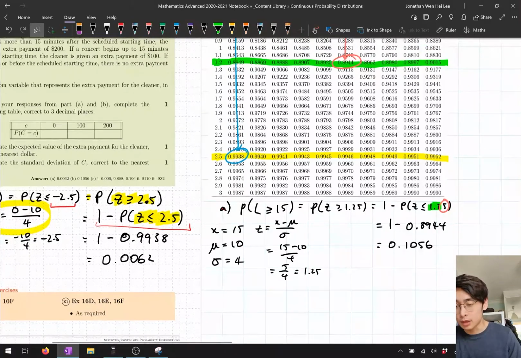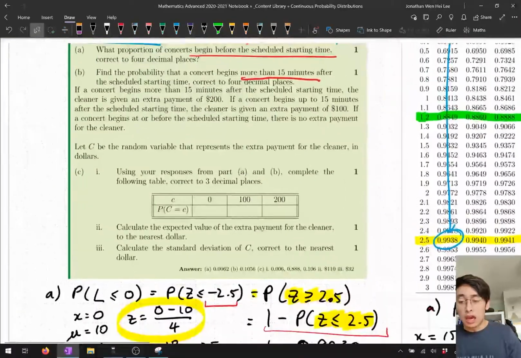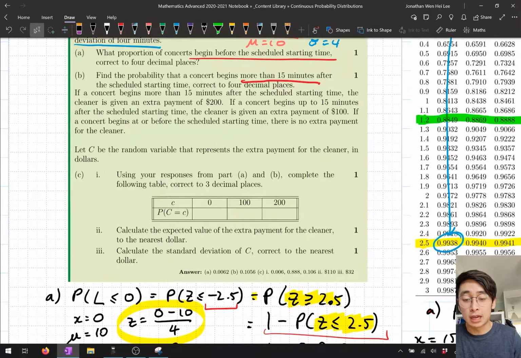Okay, let's have a look here. If the concert begins more than 15 minutes after the scheduled starting time, the cleaner is given an extra payment of $200. If the concert begins up to 15 minutes after the scheduled starting time, the cleaner is given an extra payment of $100. If the concert begins at or before the starting time, there is no extra payment for the cleaner. Let C be the random variable that represents the extra payment for the cleaner. So here we have to pay the cleaner, and if the concert starts later, they have to get paid a bit more because they have to wait longer for the concert. That's what we're imagining here.